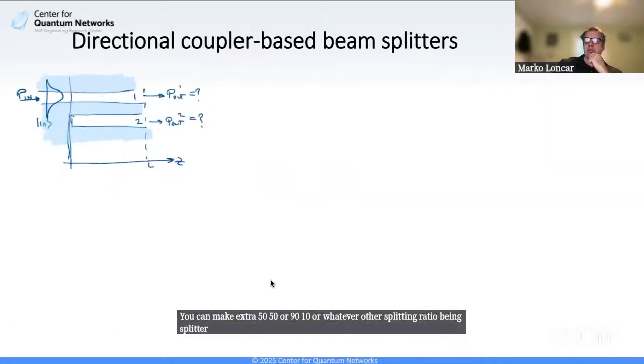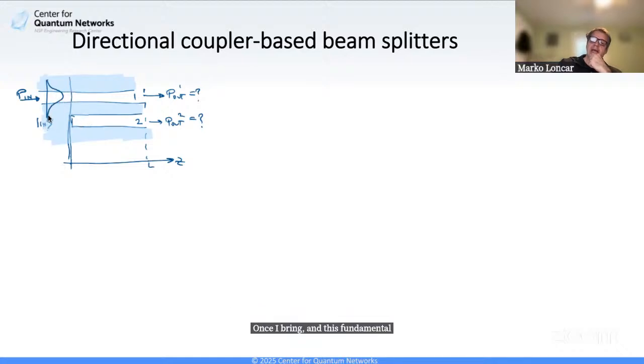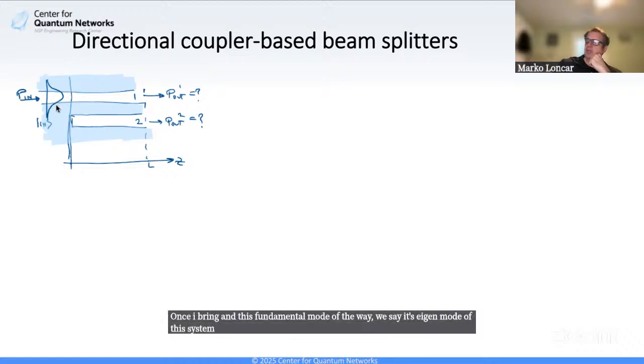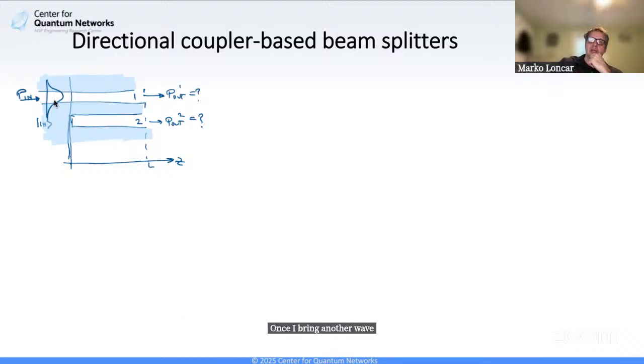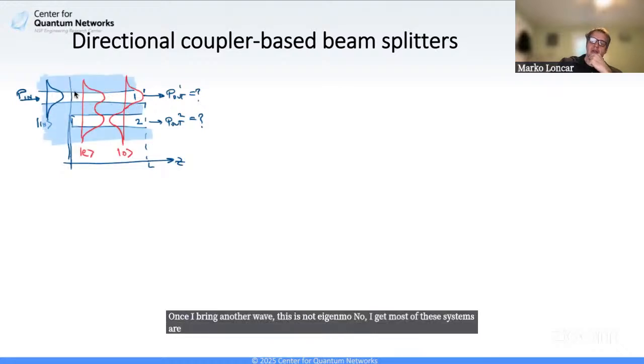Well, it turns out you can do the same in integrated photonics. So let's consider two slab waveguides. So far, we only had one. Let's say this slab waveguide is designed to support only one mode, in this case the fundamental mode of the waveguide. We say it's an eigenmode of this system, right? This comes from some group theory and the symmetry group of this waveguide, which in this case has only one reflection symmetry point in the middle of the waveguide. Once I bring another waveguide, this is not an eigenmode. Now, the eigenmodes of this system are the even and odd superpositions of the single mode.